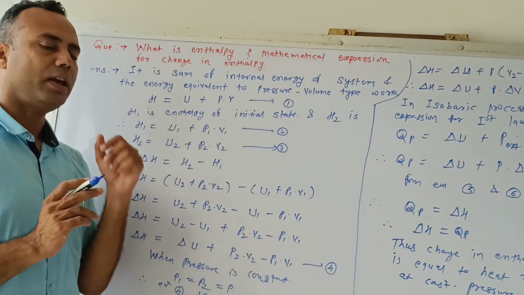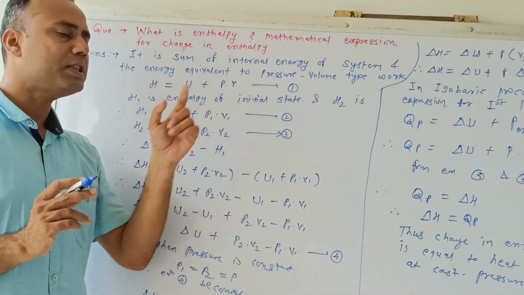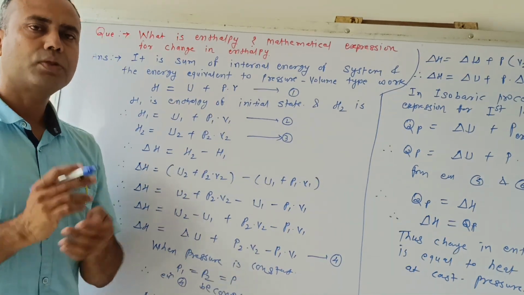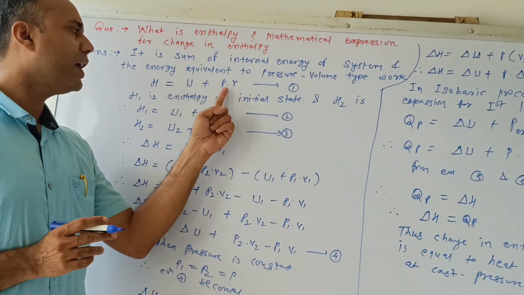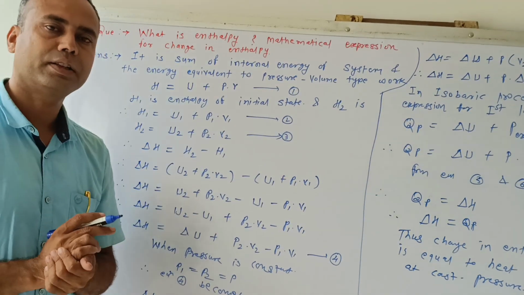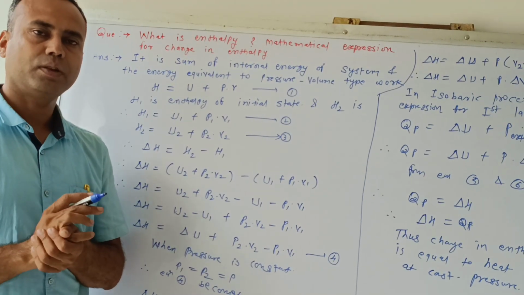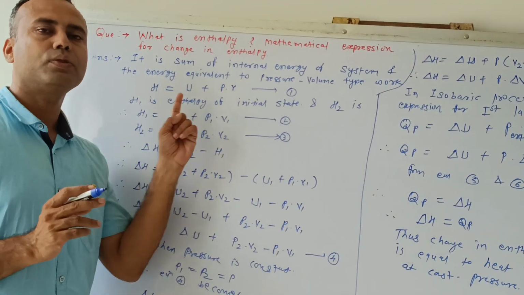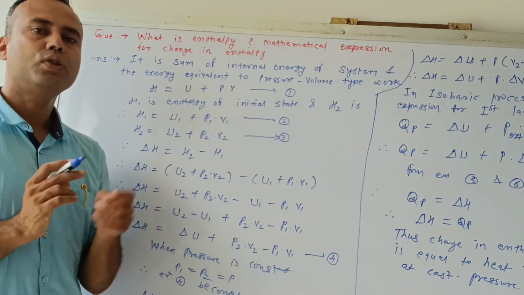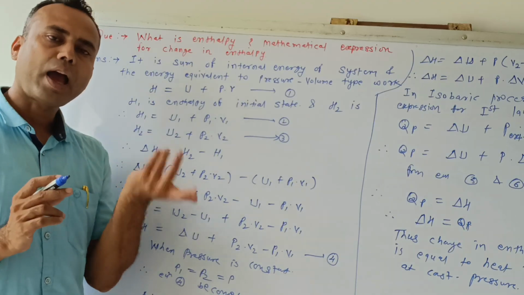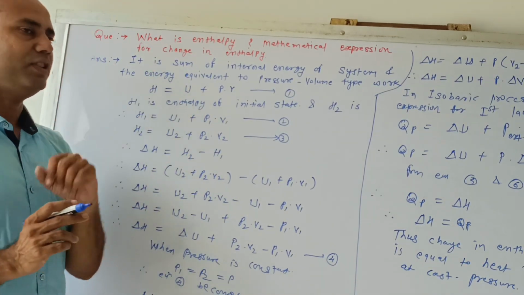What do you mean by H? Enthalpy. U means internal energy, plus PV means pressure volume type of work. So we can define enthalpy as the sum of internal energy and pressure volume type of work. That is the best way to write the definition of enthalpy. The formula is H is equal to U plus PV. Enthalpy is the sum of U, internal energy, and PV, pressure volume type of work. So that is the definition.